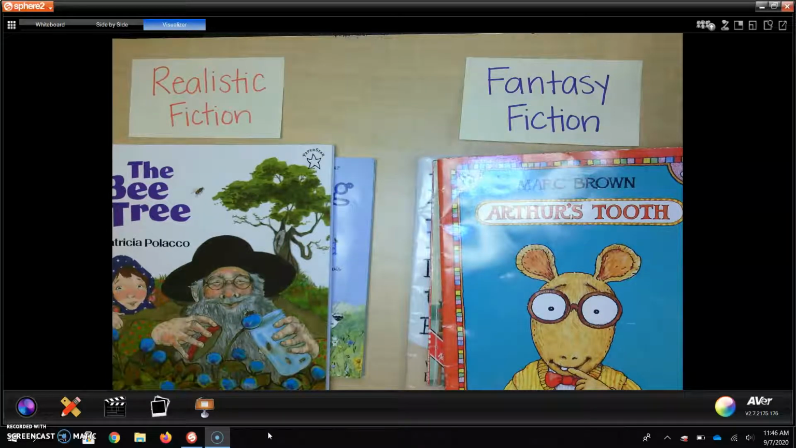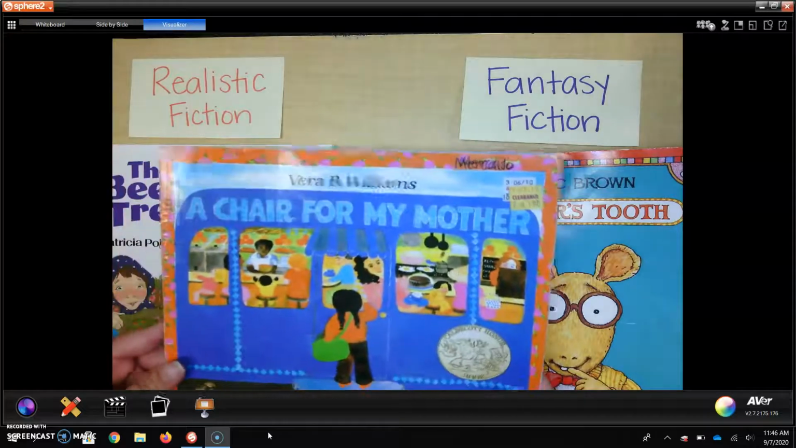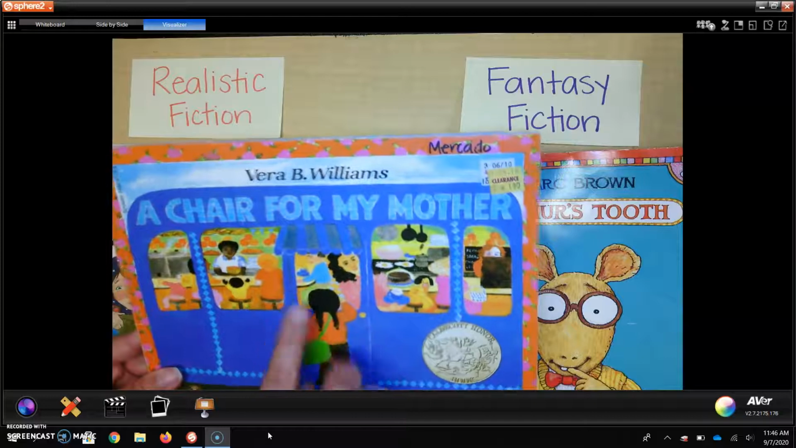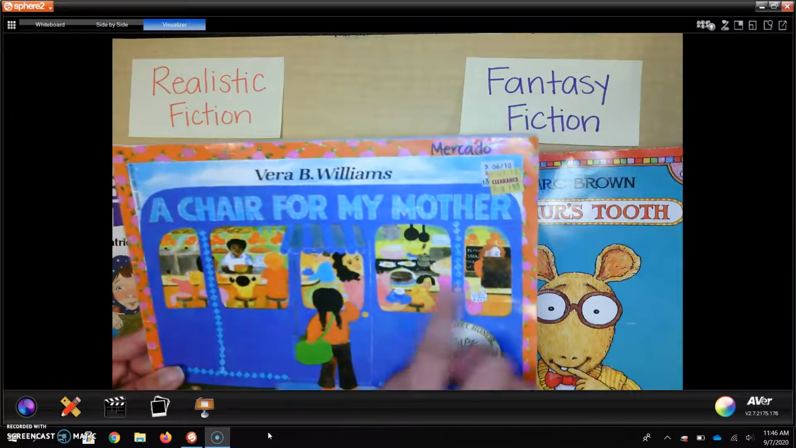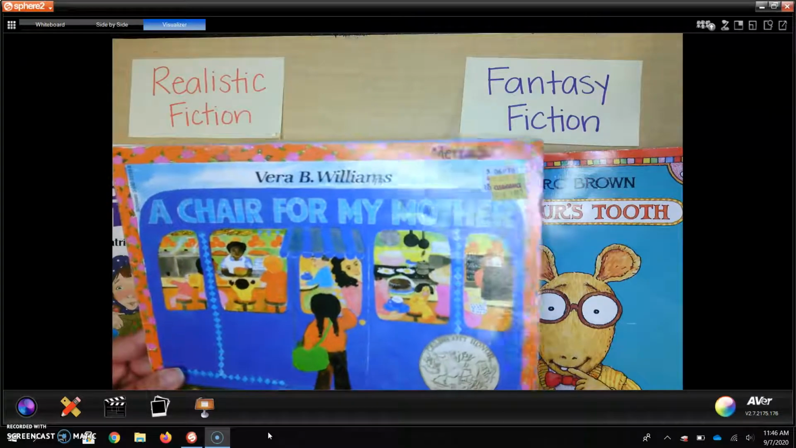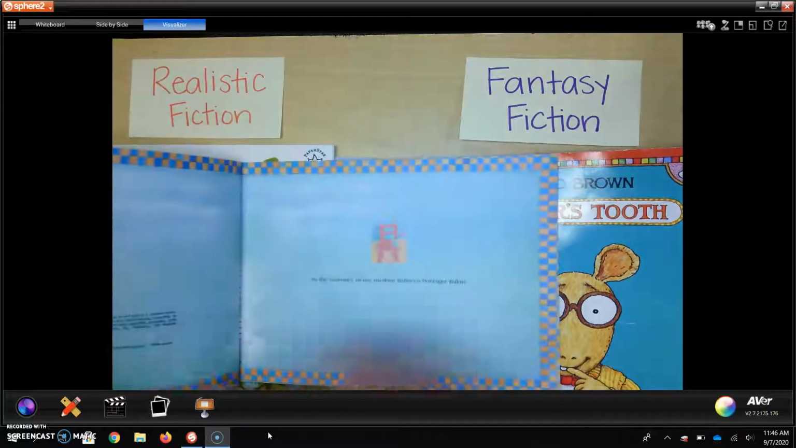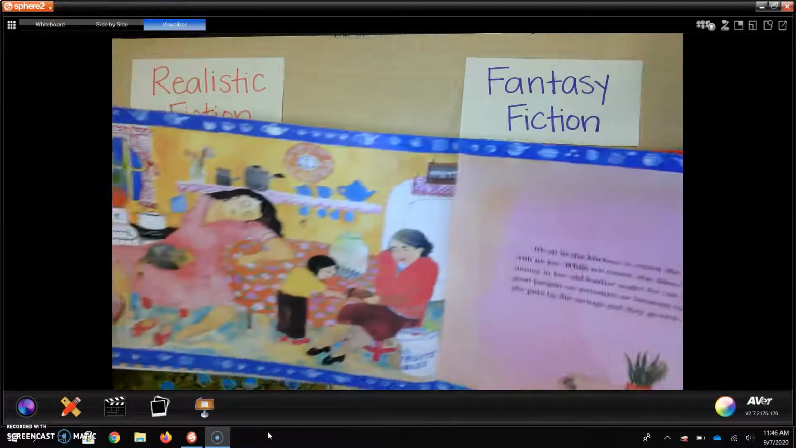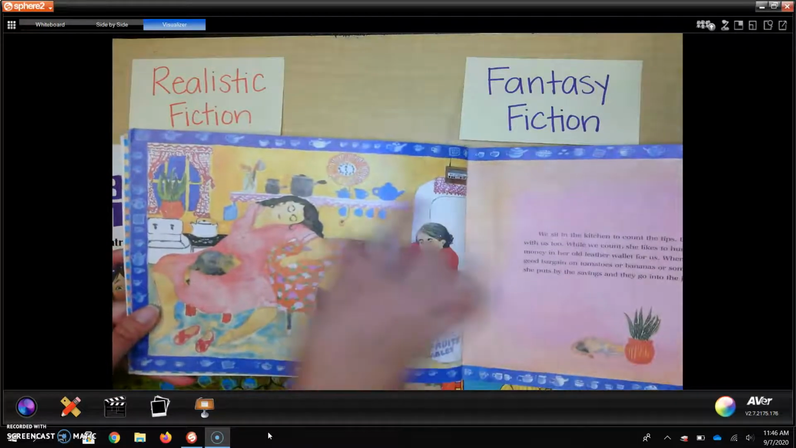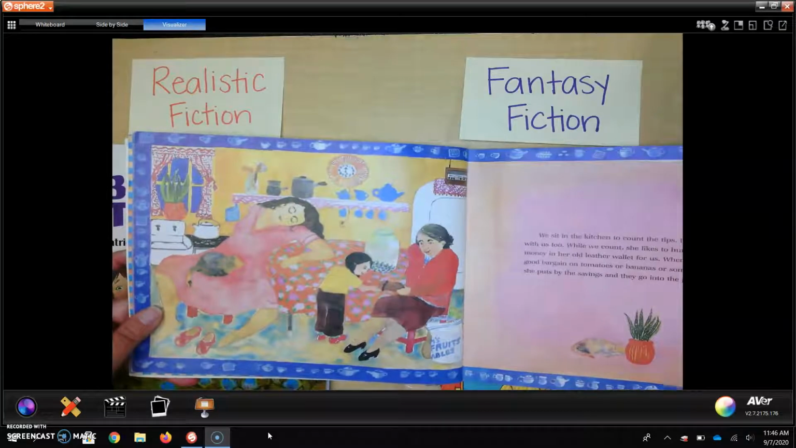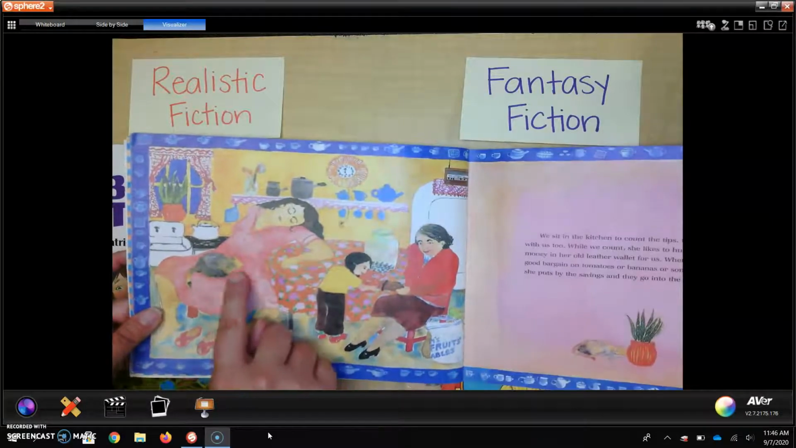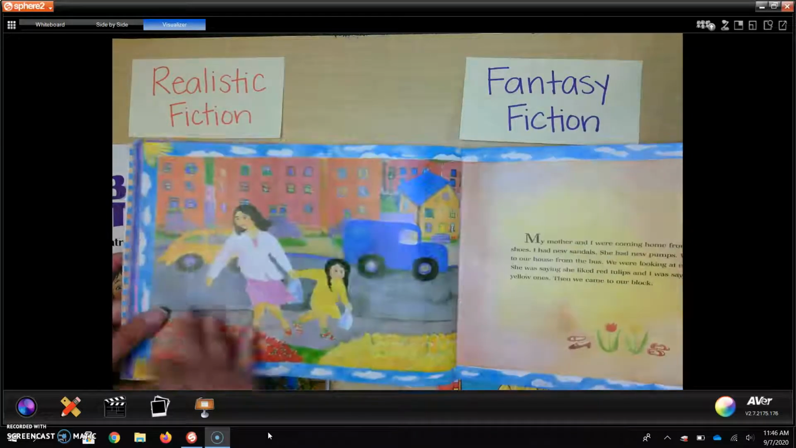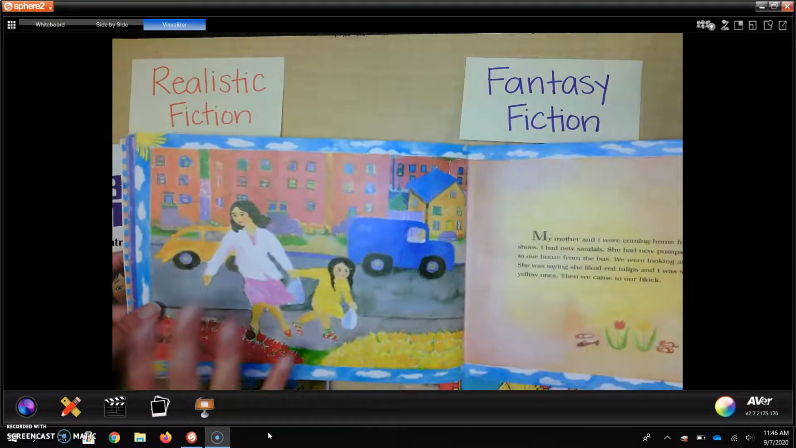Let's go to A Chair for My Mother. So in this story, even on the front cover, we see people who are dressed normally. They're going to a restaurant right here, which we know is real in real life. And if you go through this book, we see some scenarios that could happen in real life. Like sitting at home at a table, she's there with her family. I see a cat here, and the cat is acting like a normal cat would. Kind of flipping through, they're walking on the street wearing normal clothes.